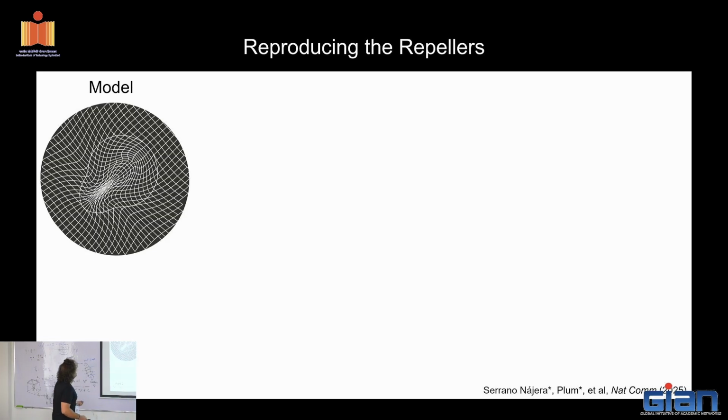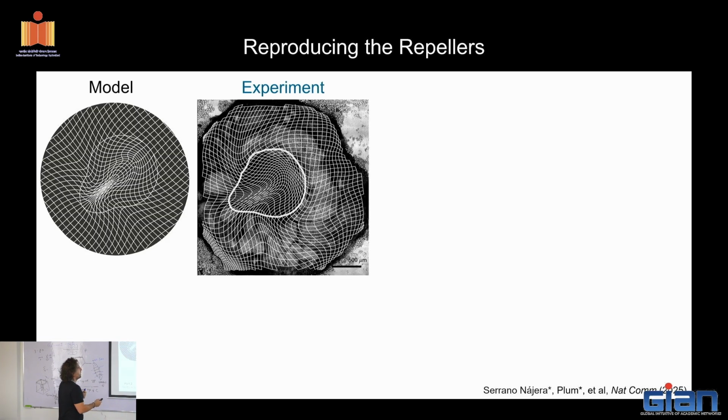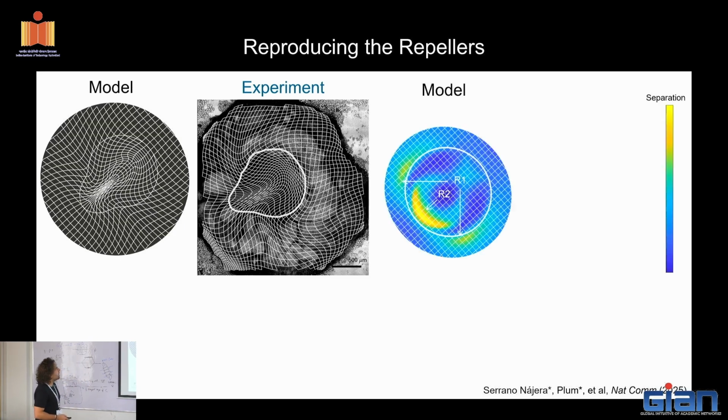Okay, so this is what I get from the velocity of the model, and you can do the same from the velocity of the experiment, and you get something similar. So that's basically the embryo has changed shape. And now you can compute the repellers.